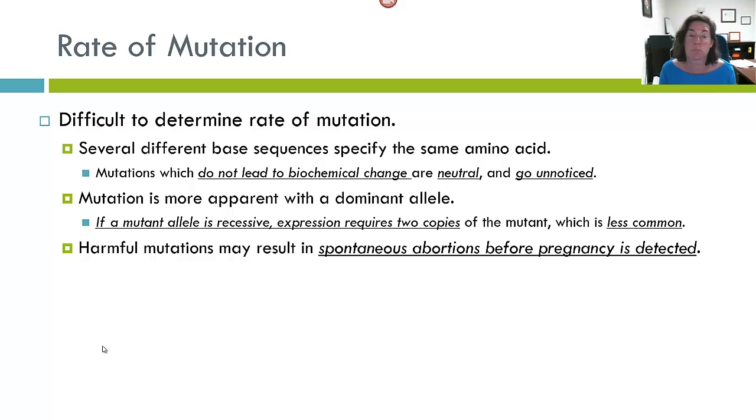Mutation is also much more apparent with a dominant allele. If a mutant allele is recessive, you're going to need 2 copies of it in order for it to be expressed. This is very, very uncommon to have a mutation expressed twice. So you need a relatively high rate for that mutation in order for it to be expressed in the homozygous recessive condition. In addition, I want to reiterate, many harmful mutations result in spontaneous abortion before pregnancy is detected.